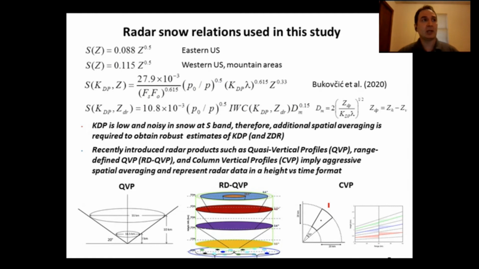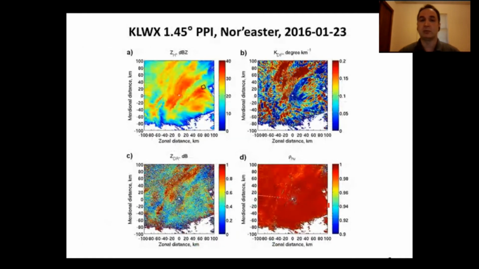Now it's time to switch gears towards the results section of this study, and the first of the cases that I'll present is the so-called nor'easter, or East Coast blizzards. From January 23rd, 2016, this is a 1.45 degree PPI from KLWX, the Sterling, Virginia radar. So we see from these PPIs that this storm had a lot of these snow bands, as the enhancements in Z are very visible here.